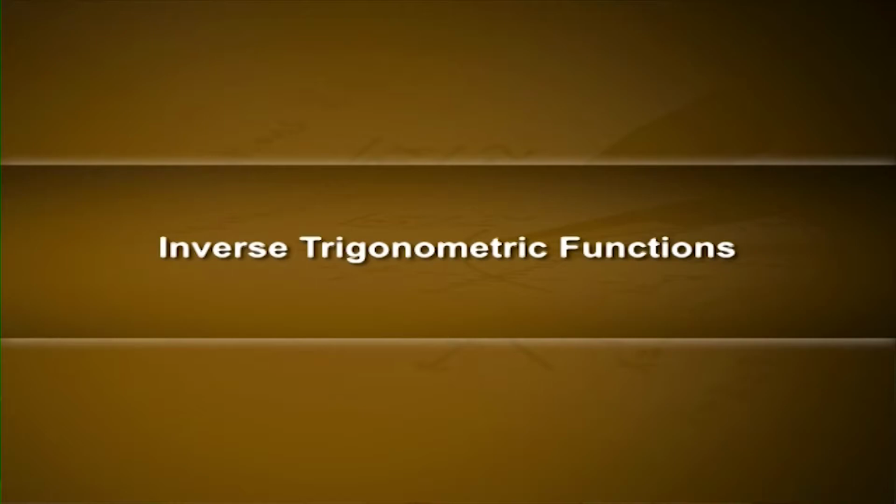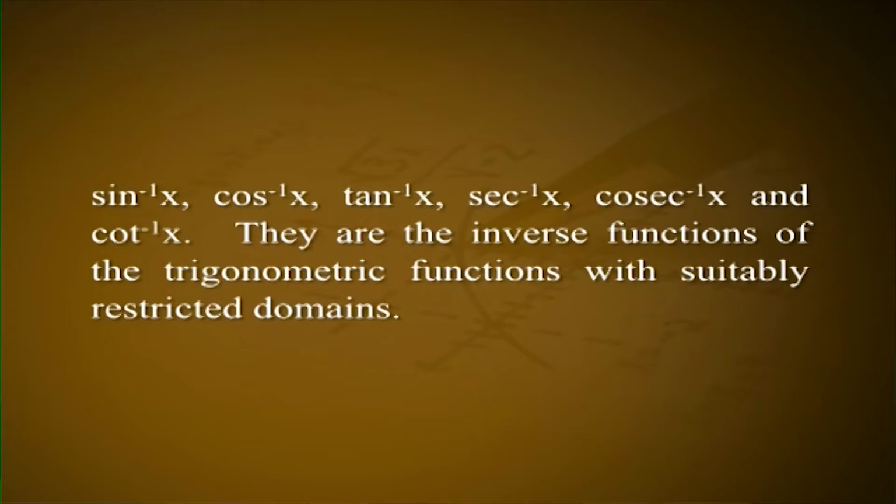Inverse trigonometric functions. The inverse trigonometric functions are represented by sin inverse x, cos inverse x, tan inverse x, sec inverse x, cosec inverse x and cot inverse x. They are the inverse functions of the trigonometric functions with suitably restricted domains. We know that for a function to have an inverse function, it must be 1 to 1. If we restrict the domain of the sine function to minus pi by 2 less than or equal to x less than or equal to pi by 2, the function becomes 1 to 1. Thus, the inverse exists and is called the inverse sine function, denoted by sin inverse x.